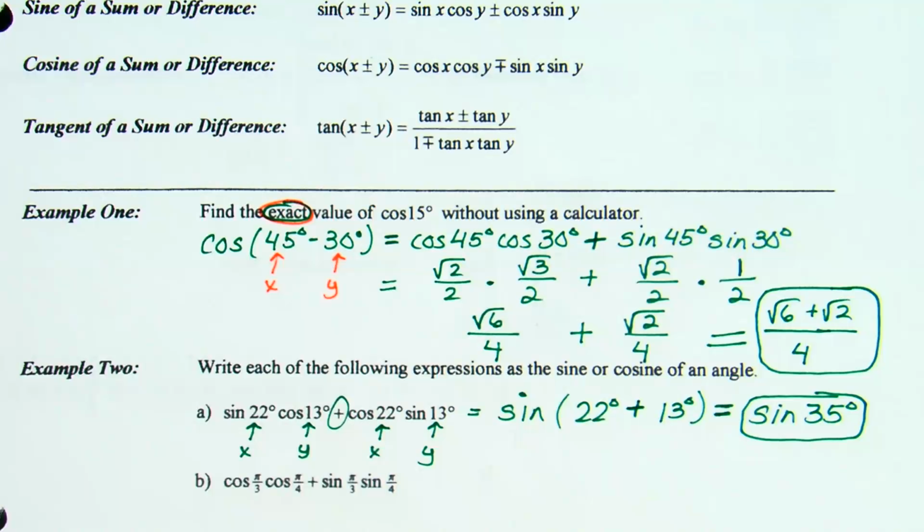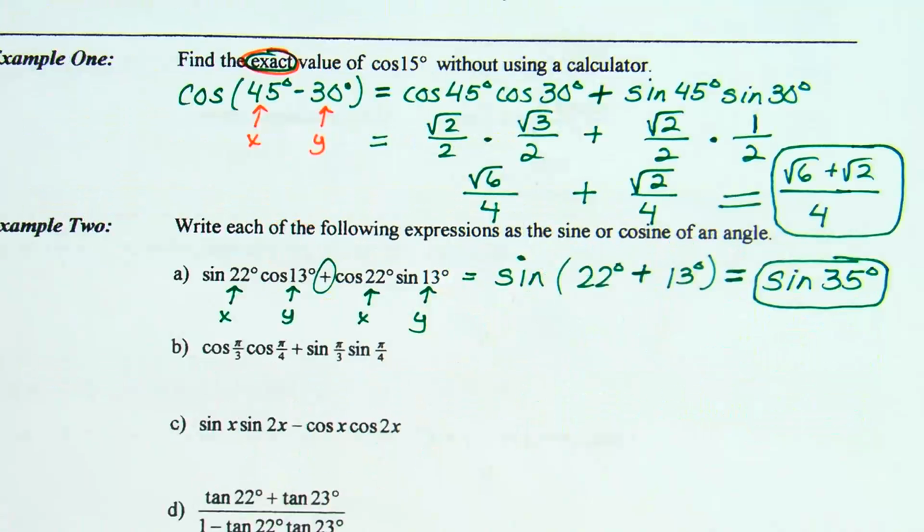I don't want to know what the sine of 35 degrees is. I just want sine of 35 degrees. Easy enough? Okay, shall we try B?